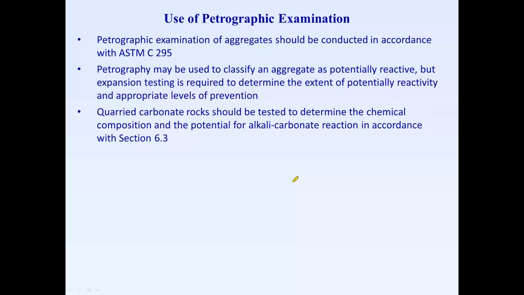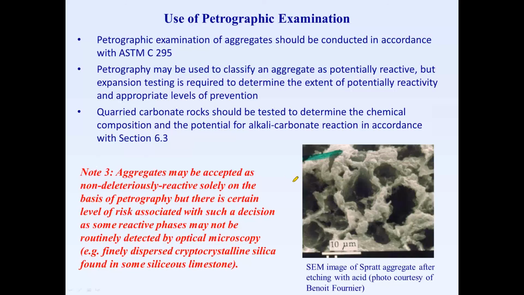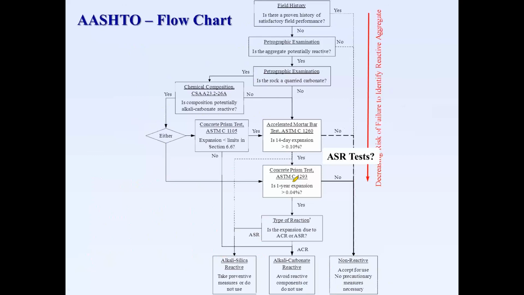Again, we also allow the use of petrographic examination. If a petrographer looks at the aggregate and says he doesn't think there are any signs of deleterious minerals in there, then again you can accept it for use. But there's a level of risk associated with that because it is quite possible that the reactive phases were not visible to a standard petrographic examination. It is possible to have reactive aggregates that have forms of reactive silica that are so finely disseminated they can't be seen by normal optical microscopy means. So again, you have to assume a level of risk.